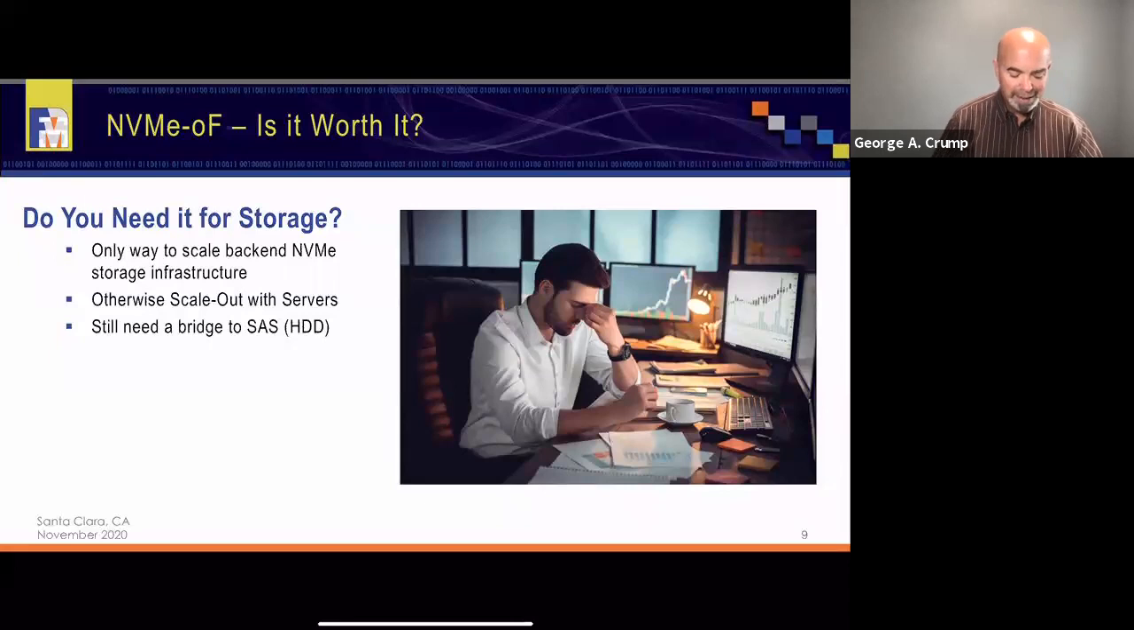And I can't emphasize enough that we still need a bridge to SAS, both to support the current infrastructure that's in place today, as well as the fact that I doubt that we'll see a lot of NVMe hard disk drives. So the ability to support both becomes very, very important as we move forward in this journey.